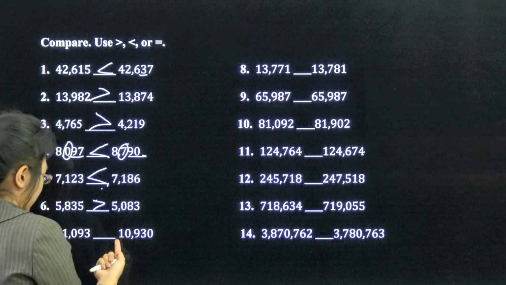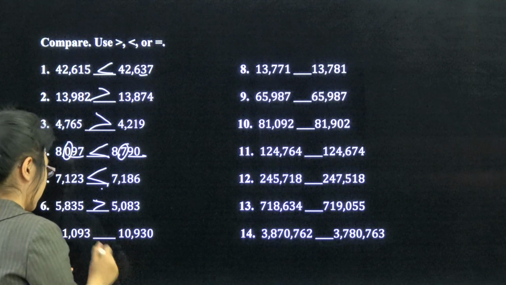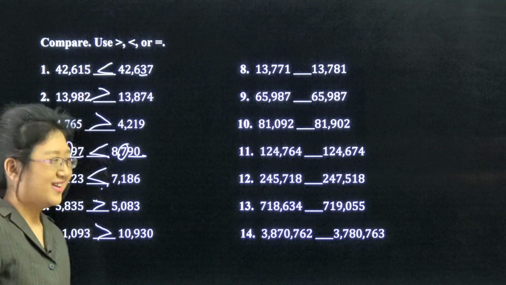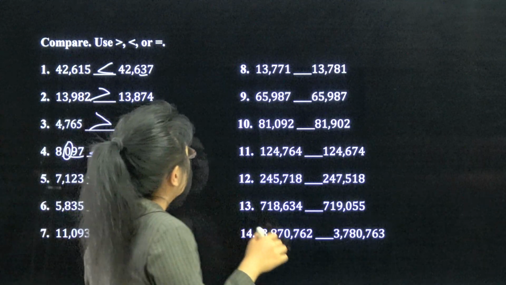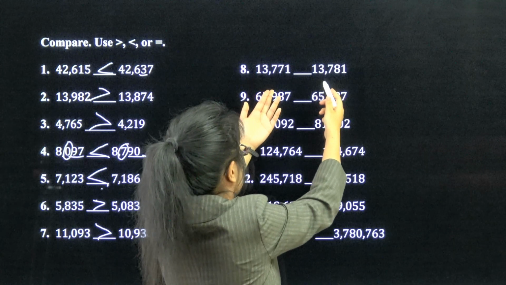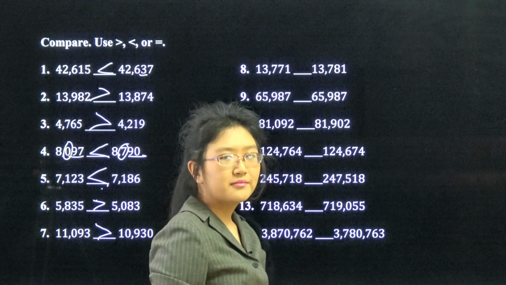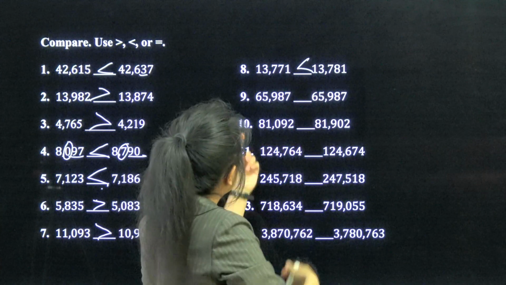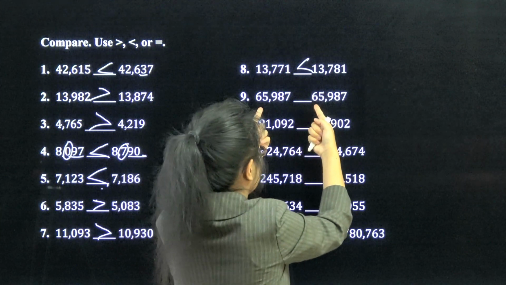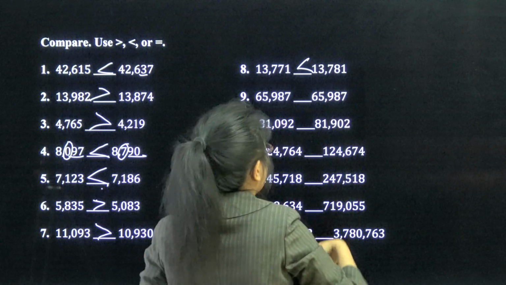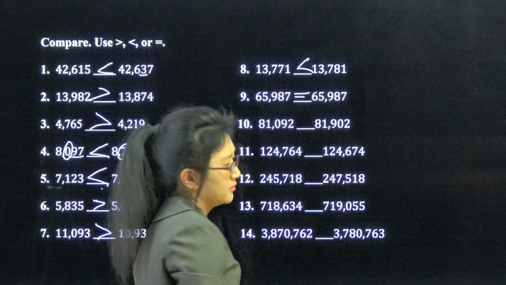1 and 1 are the same, 1 and 0 are not. 1 is bigger than 0, so therefore the one with the 1 is bigger. Here, 1 and 1, 3 and 3, 7 and 7, 7 and 8. 8 is bigger than 7, so the one with the 8 is bigger. 6 and 6, 5 and 5, 9 and 9, 8 and 8, 7 and 7. Everything is equal, so it's equal.